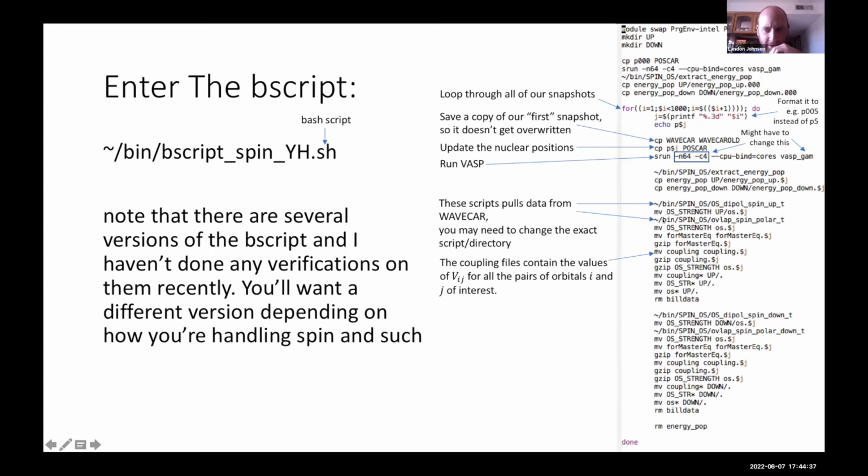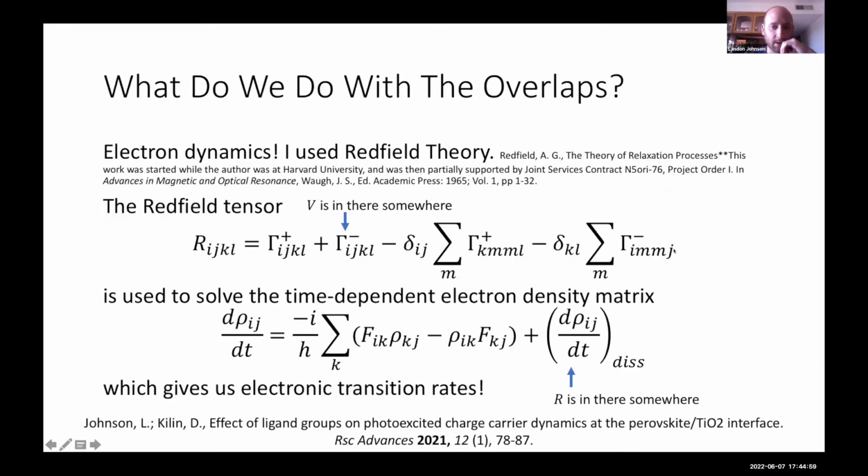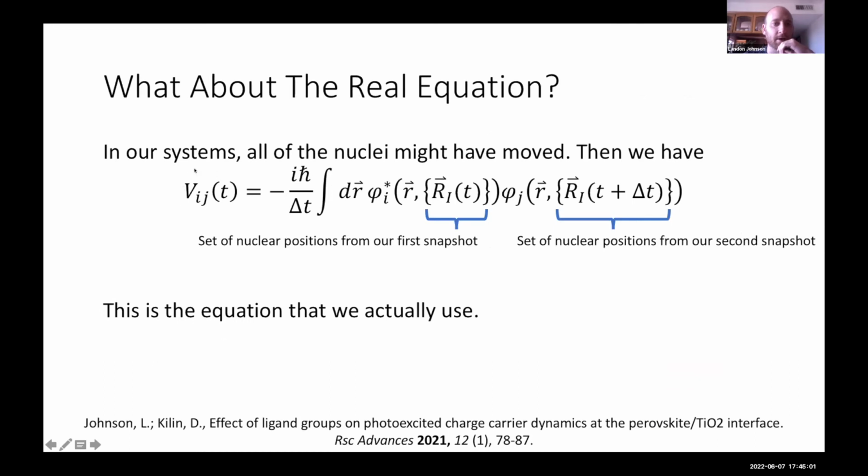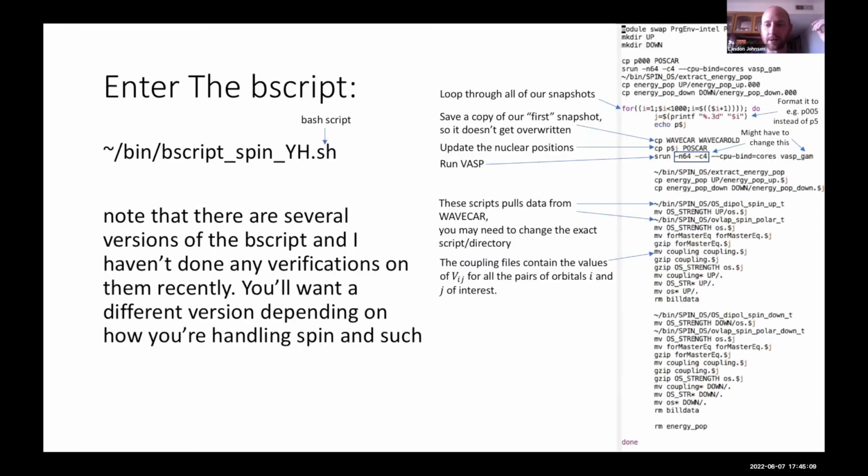These ones will actually use the information from the WAVECAR files, but these are going to be Fortran scripts, so you might have to look into those. Just make sure that those are working right if you're getting errors. And then ultimately, what we get out of this is these coupling files, and these contain this information here. Basically, you set it up to go between all the orbitals that you're interested in, whatever that range was, and these coupling files will have all of that data inside of them.